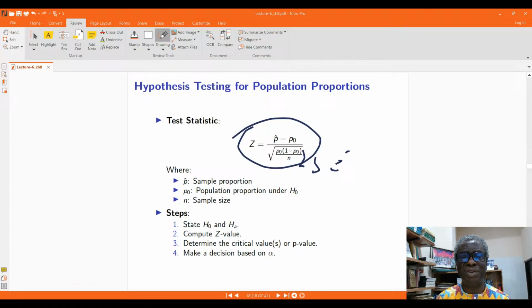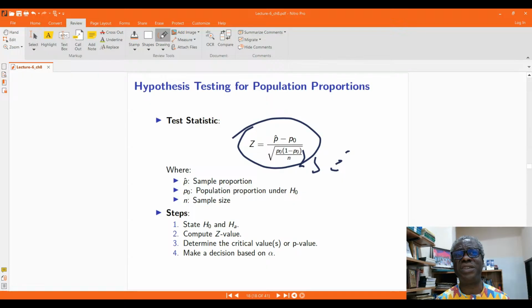So if you are to implement this, as usual, you need to state the hypothesis, compute the Z statistic. No, but even before then, you have to choose your alpha level, compute your Z statistic, determine the critical value or the p-value, make a decision based on your alpha value. You can see that your alpha value is very important.